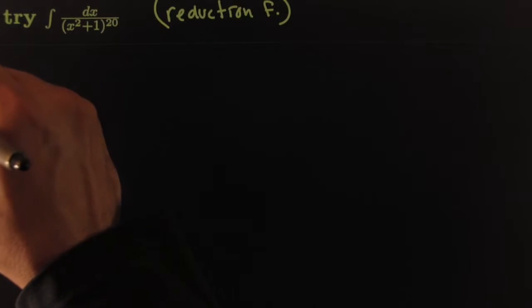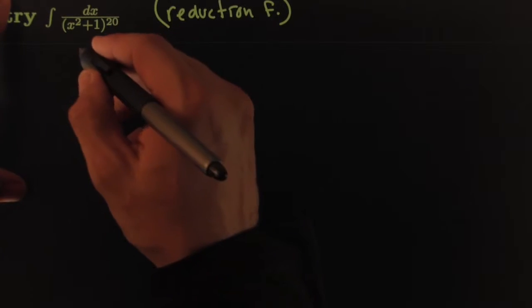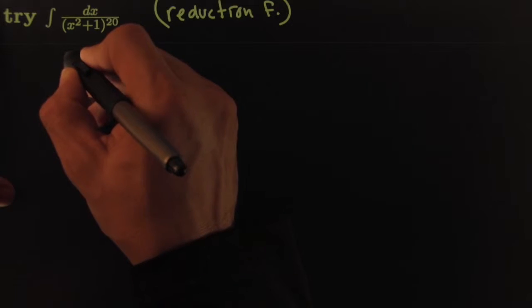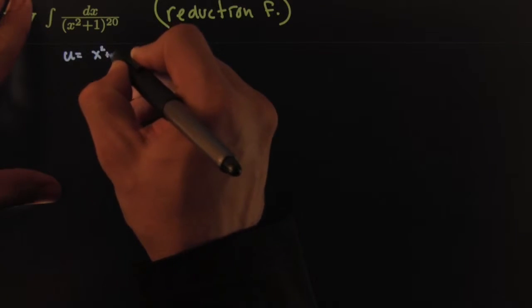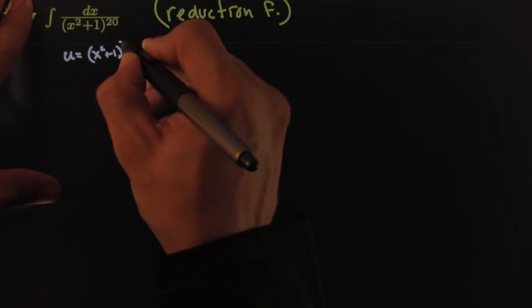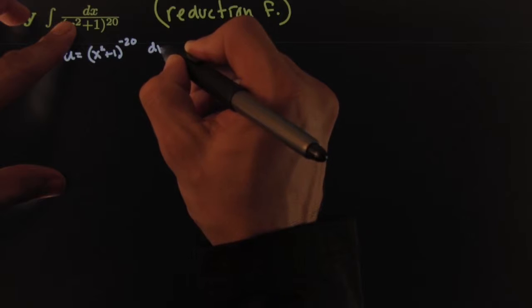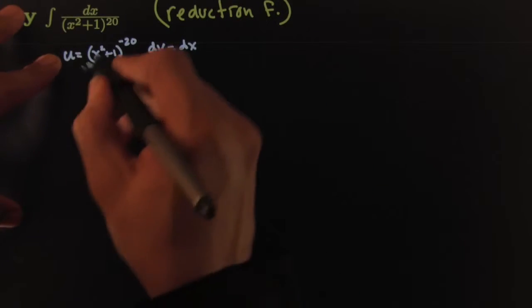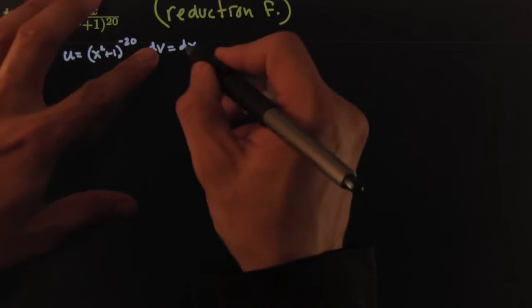We're going to try our luck using a certain u value. We're going to make u. What should I make my u? I'm going to try with u equal to (x squared plus 1) raised to the negative 20. That's the bottom part. Whatever is left over is forced to be my dv. dv would be equal to dx. Complete the dictionary by differentiating this way and integrating this way.